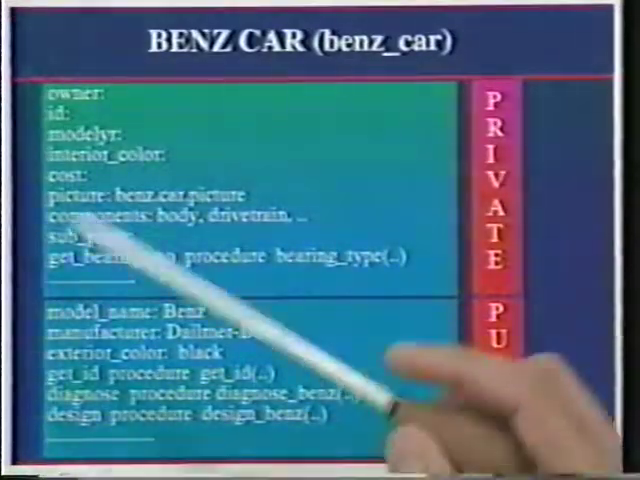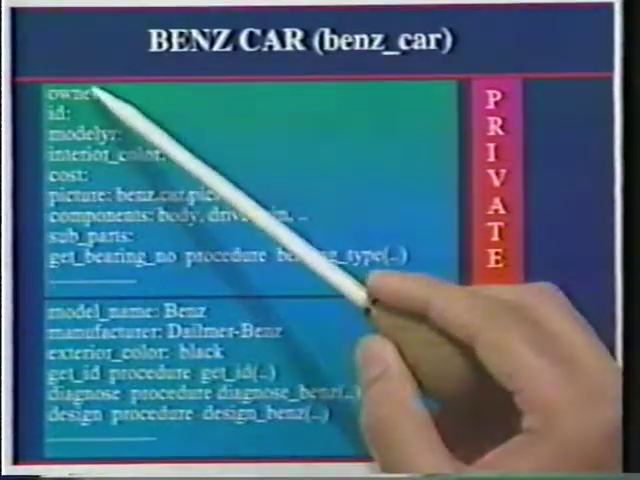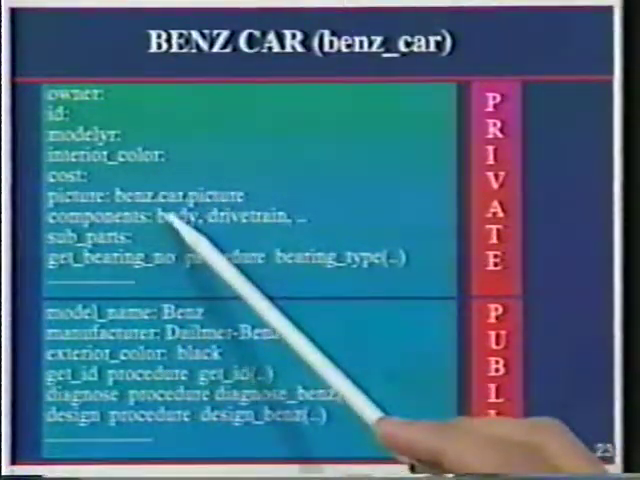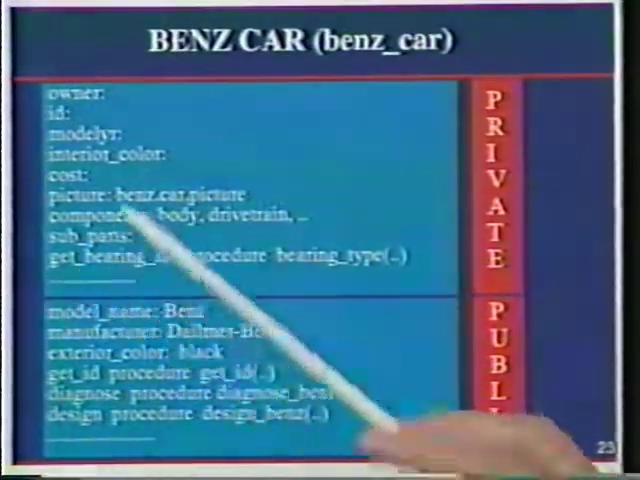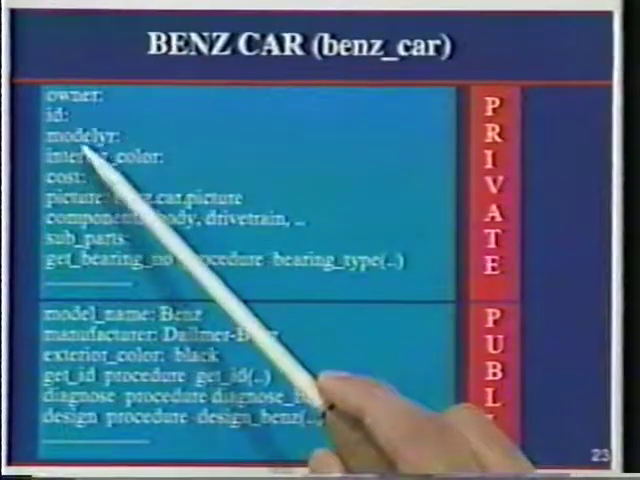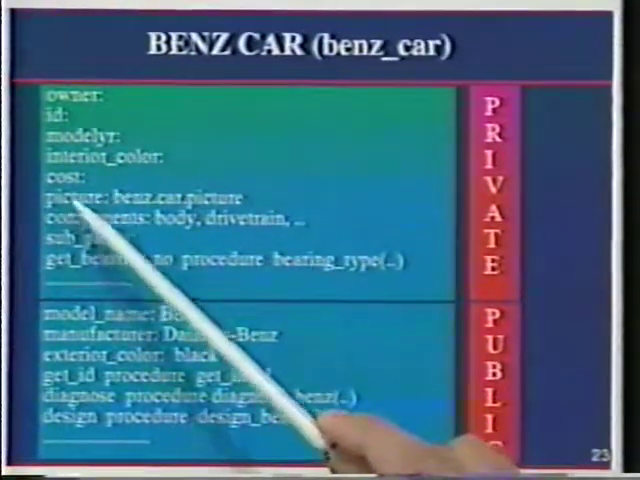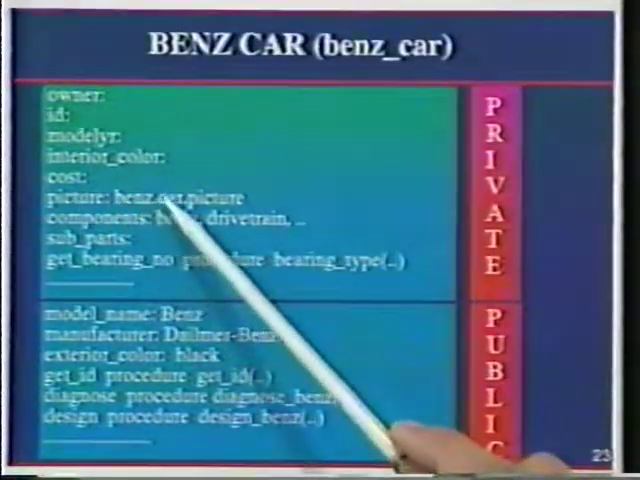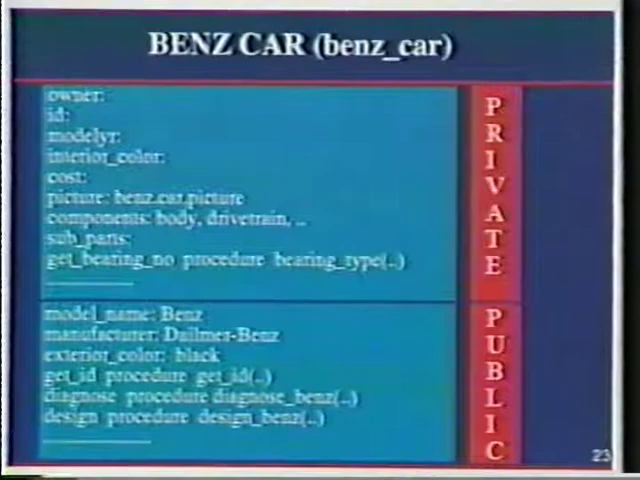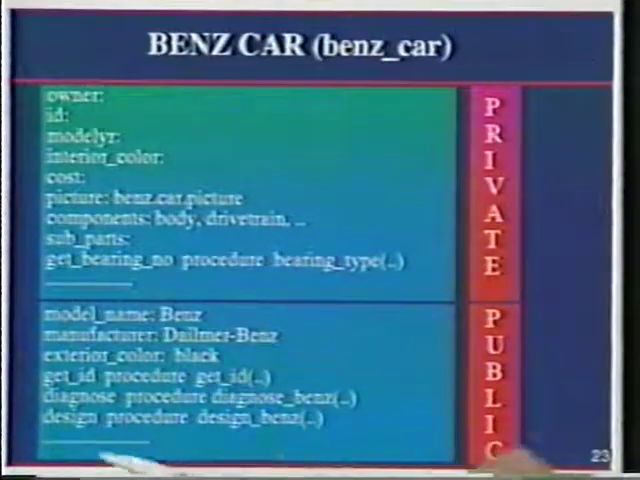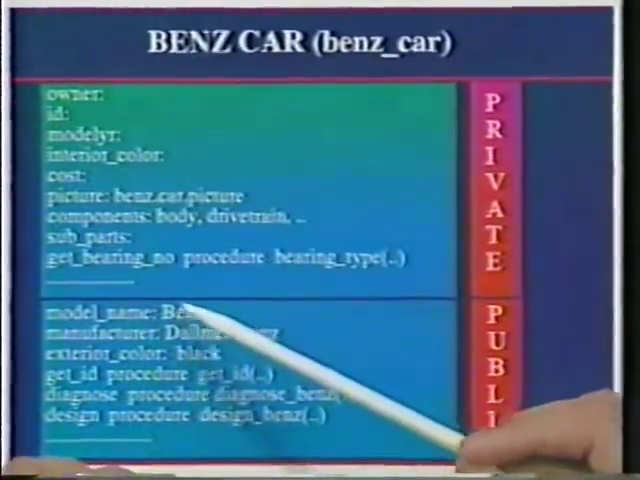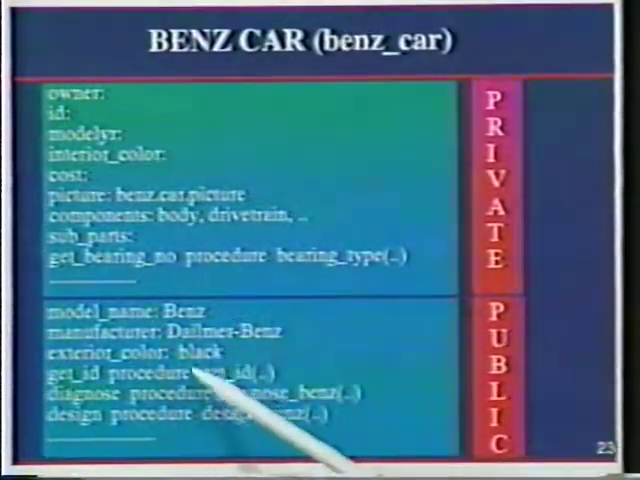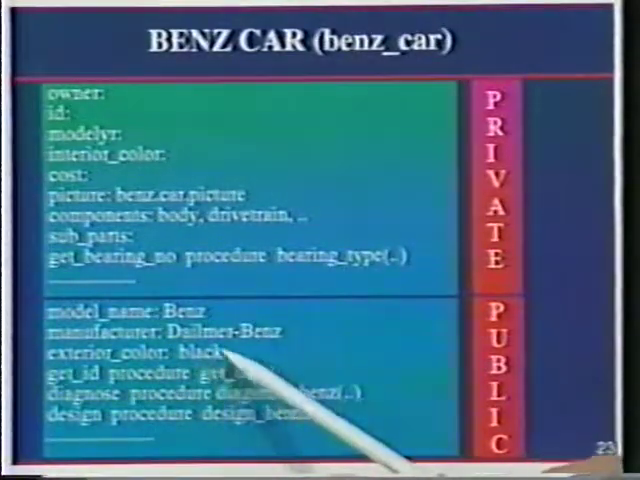And here is an example of BENZ CAR. So, we have taken the abstract properties and the behavior here, and we have taken the common elements and placed them in the BENZ CAR. So, here we have owner, the ID, model year, interior color, the picture, which now we have added a new element here called picture, which can point to a BENZ CAR dot picture. Now, we can show picture on the screen too.